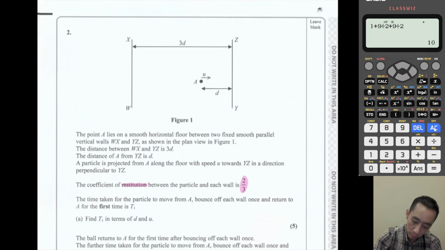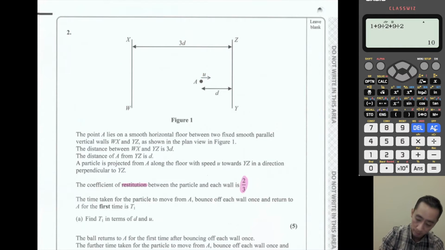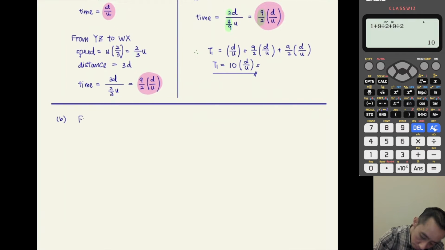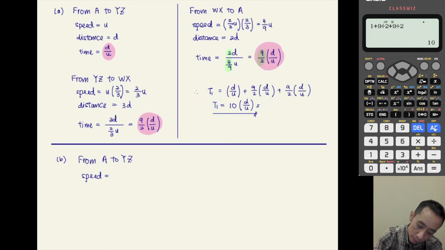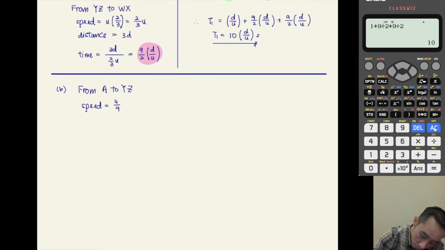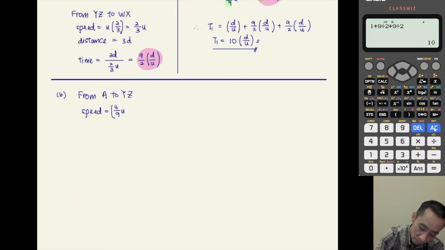So which means at these positions for the second time, it comes to here, and then comes to here, and then goes back to point A. So the time taken here is T2. Okay, it's the same process, just different values for the speed. So same thing from A to YZ. What is the speed? The speed is here, 4 over 9u. No need to multiply, so for this one it's just 4 over 9u.